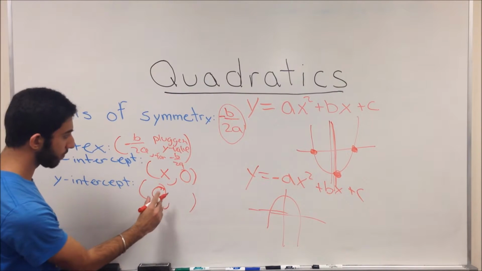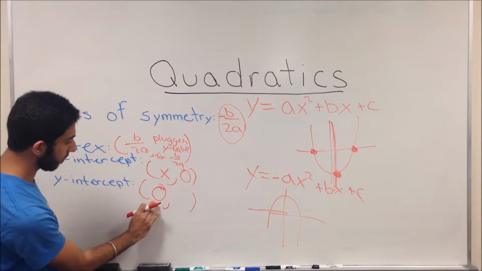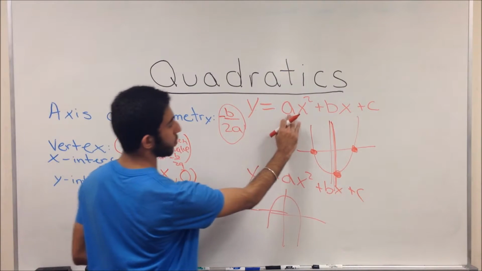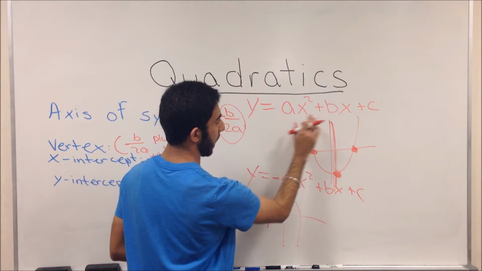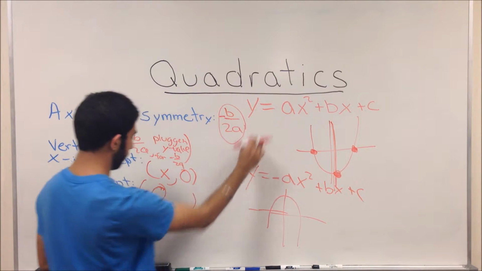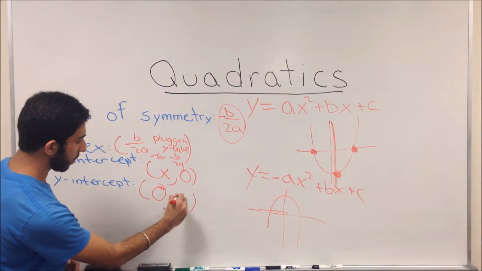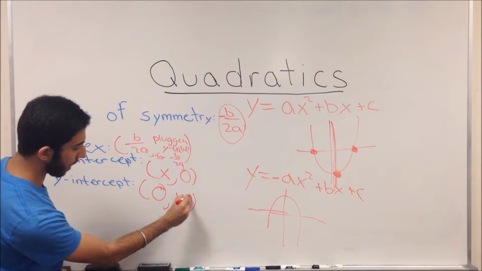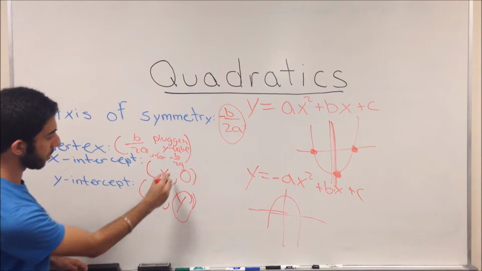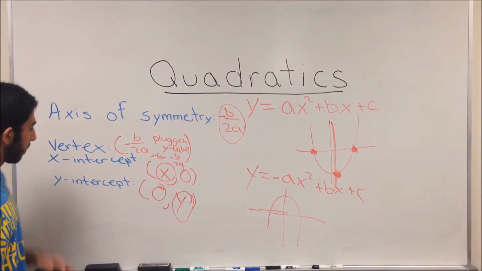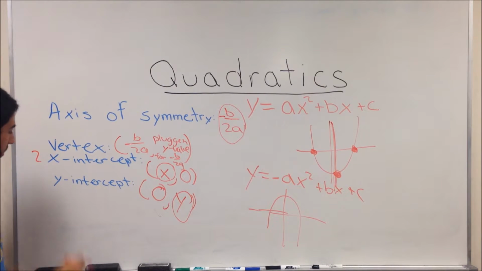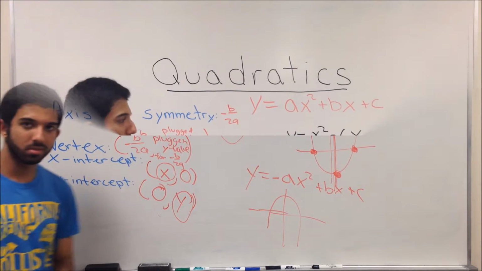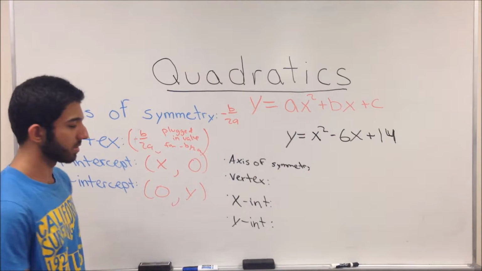So you plug in 0 as the x into ax squared plus bx plus c, and whatever y value you get, that will be your y-intercept. So this is your y-intercept, and this is your x-intercept. And make sure that you have 2 x-intercepts and you have 1 y-intercept. Now I'll be teaching you how to perform quadratics.